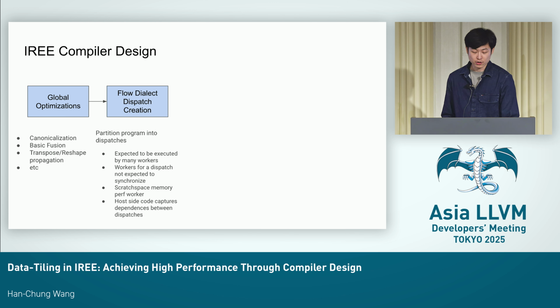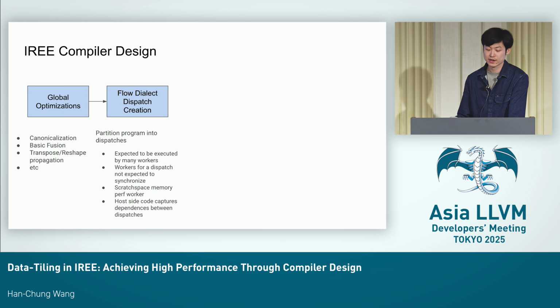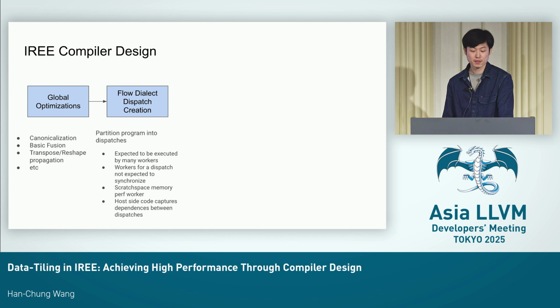And then we go to the dispatch creation phase, and IREE defines the flow dialect for the work. The purpose is to take the input program and partition it into several dispatches. The constraints of what goes into a dispatch are very similar to what you would expect in a GPU kernel. You expect that a dispatch is being executed by many workers. In CPU land, it maps to threads. In GPU land, it maps to workgroups. And the workers do not synchronize with each other in the middle. Once we start a dispatch, there are a bunch of workers that are going to execute the work in parallel and synchronize at the end of the dispatch.